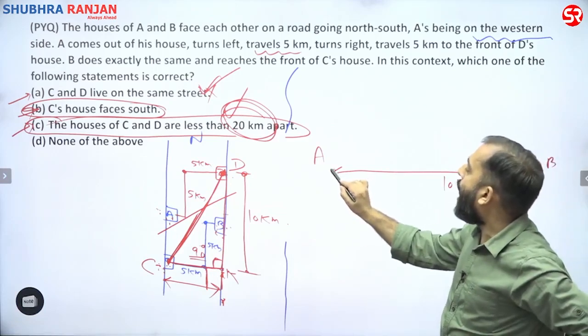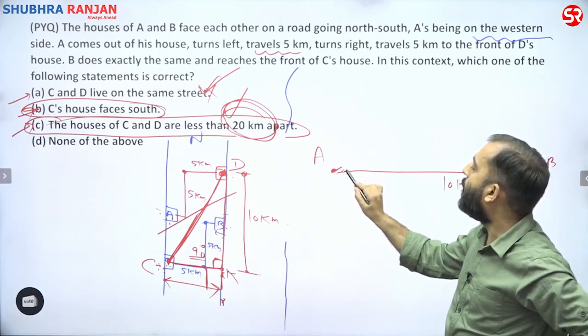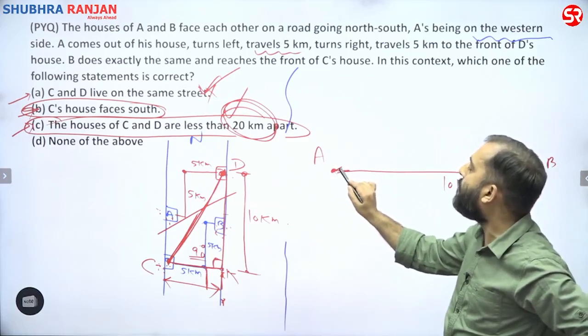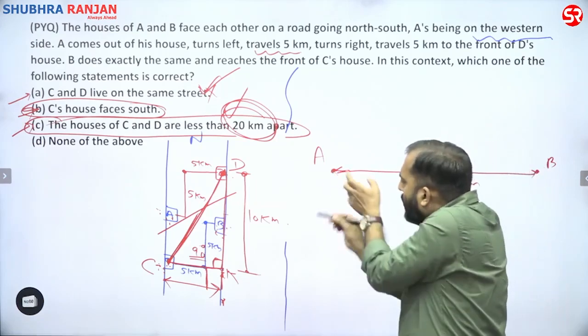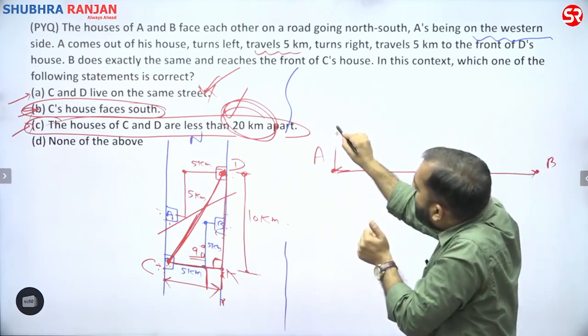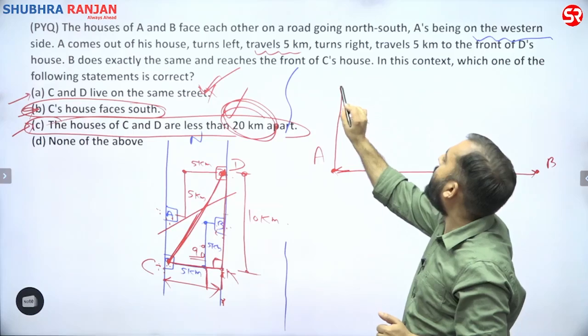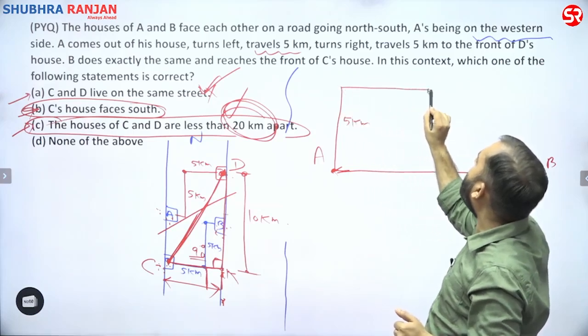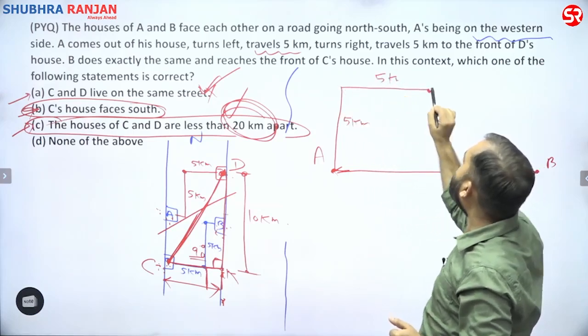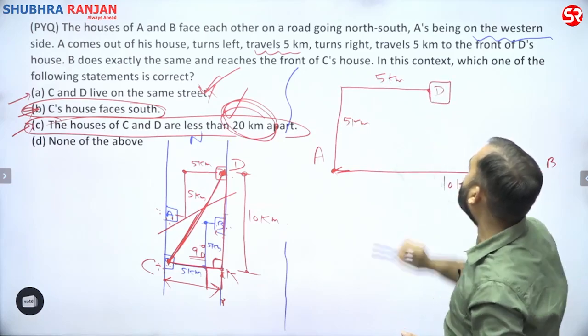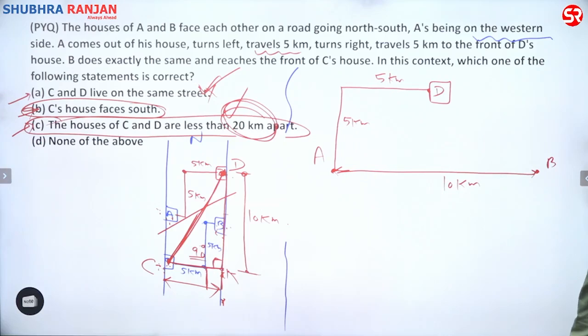Now A comes out of his house. He has taken a left turn, so he went like this. He went 5 kilometers and then 5 kilometers again and reached in front of B's house. Okay. B comes out of his house, takes a left turn, goes 5 kilometers, then 5 kilometers again.